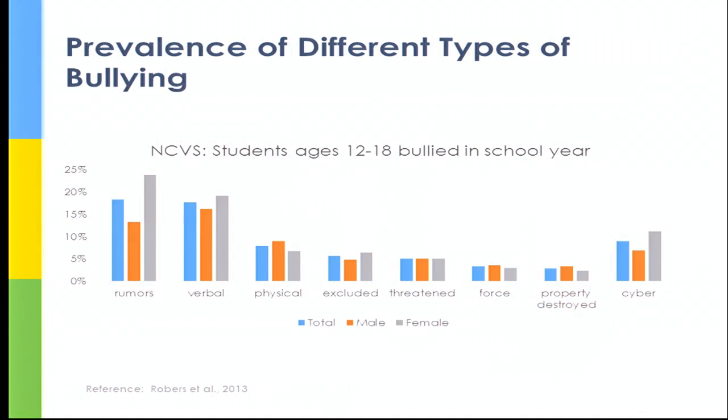Not surprisingly, there are similarities and differences in the frequency with which boys and girls experience different forms of bullying. So, for example, in the 2011 National Crime Victimization Survey, they found that girls were more likely than boys to indicate they had been bullied through name-calling, through rumor spreading, through social exclusion, and also through cyberbullying. Boys, on the other hand, in this survey were more likely than girls to say that they had been physically bullied.